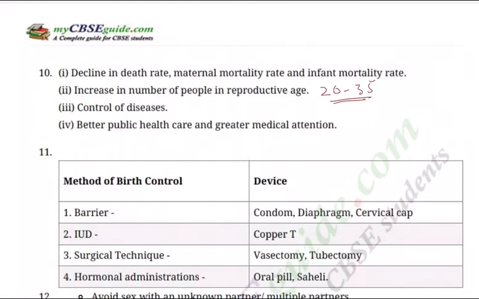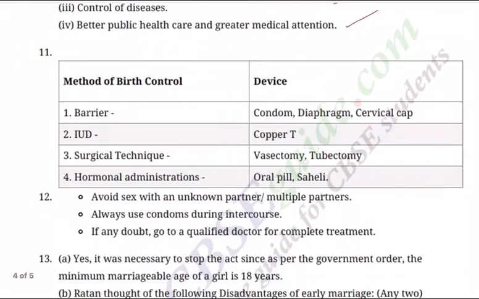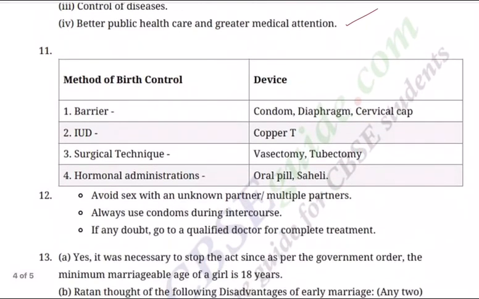The number of people in this age group is maximum, that's why the population is ever increasing. Control of diseases: the mortality rate has come down because we have better, efficient ways of controlling diseases. Better public health care and greater medical attention. So these are the 4 reasons why population is zooming.